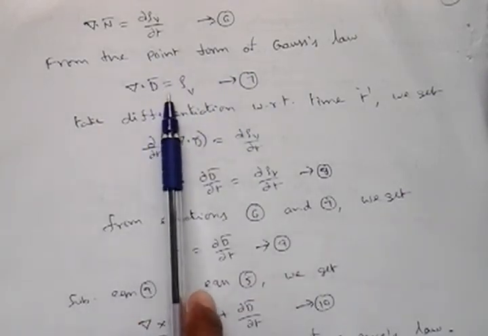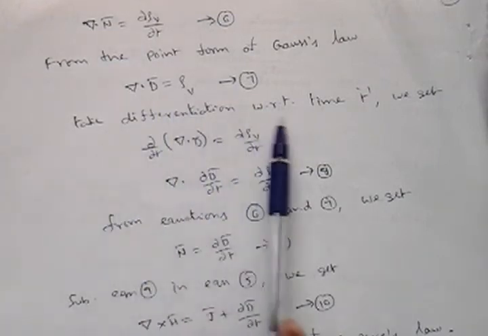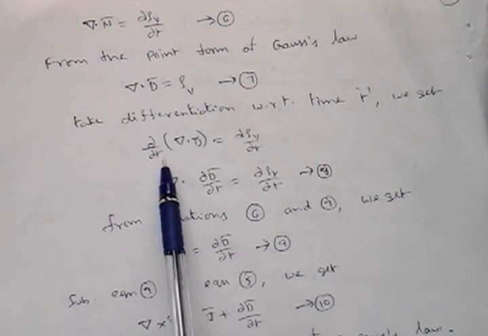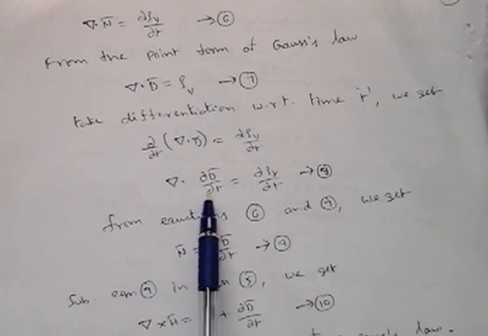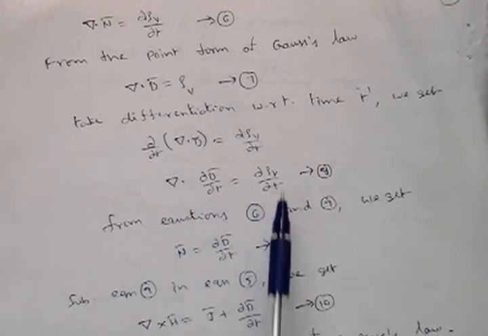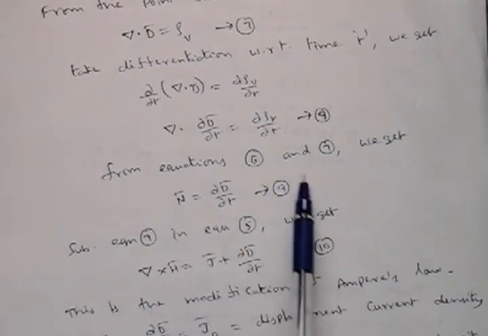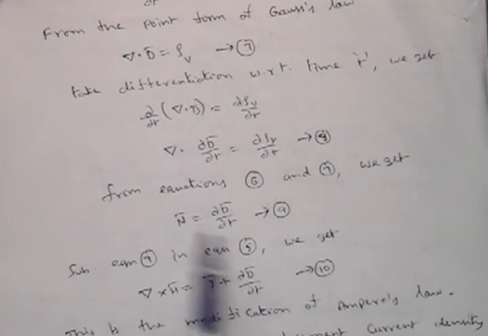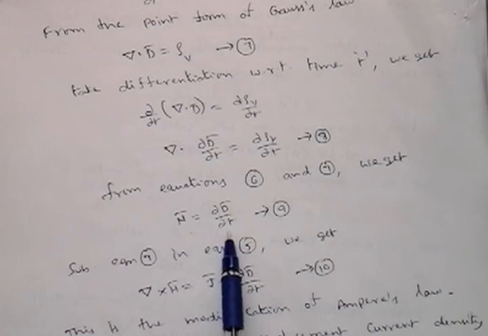From the point form of Gauss law, del dot D bar is equal to rho V. This is from module 1. Again, take the differentiation with respect to time: dou by dou T of del dot D bar is equal to dou rho V by dou T. This can be written as del dot of dou D bar by dou T is equal to dou rho V by dou T. And from equations 6 and 7, we can write del dot n bar is equal to del dot of dou D bar by dou T.